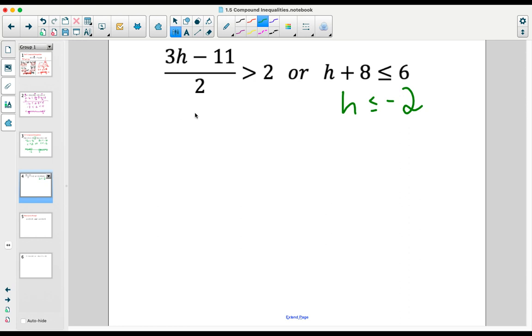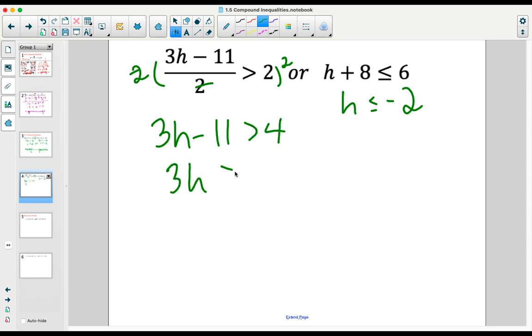Over here, we have a little bit more of a challenge. We talked about with inequalities to try to avoid using cross multiplication. Instead of using cross multiplication, it's a little bit better to use common denominators, multiplication by common denominators. So we're going to multiply both sides of this inequality by 2. That's going to knock out those two, leaving us with 3h minus 11 is greater than 4. Adding the 11 over, dividing by 3, and we're left with h is greater than 5.